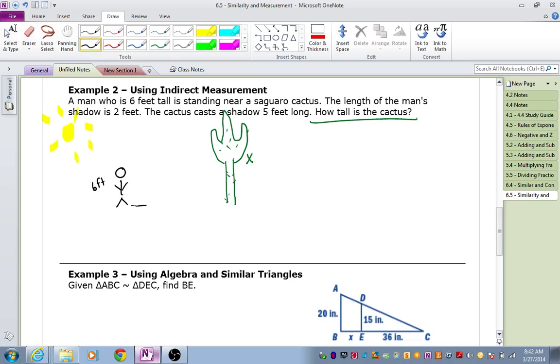It says the length of the man's shadow is 2 feet, and the cactus has a shadow of 5 feet.